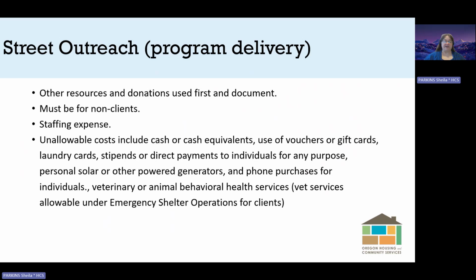Aside from consumable purchases, the use of street outreach is just largely a staffing expense and considered program delivery. Note that unallowable costs include cash or cash equivalents, use of vouchers or gift cards, stipends or direct payments to individuals for any purpose, personal solar or other powered generators, and phone purchases for individuals. Phone purchases for street outreach workers is allowable. Additionally, veterinary or animal behavioral health services is unallowable under street outreach, but can be provided within the emergency shelter operations category for clients.